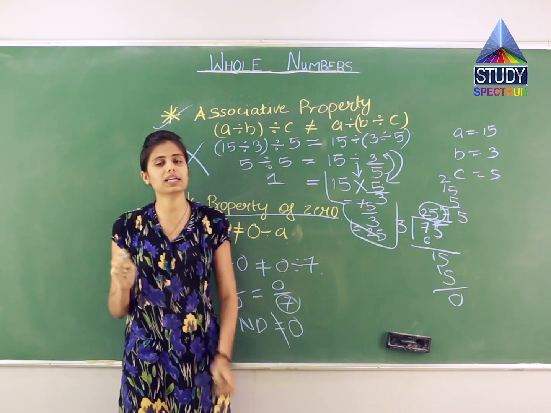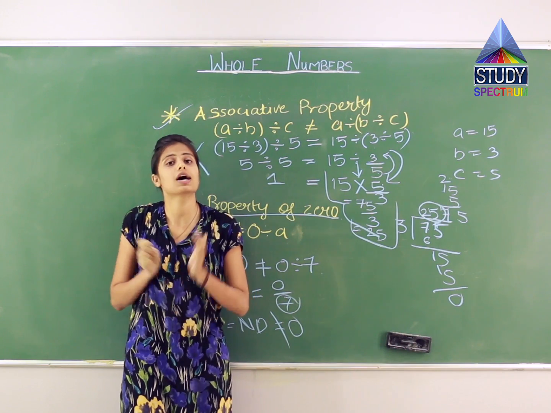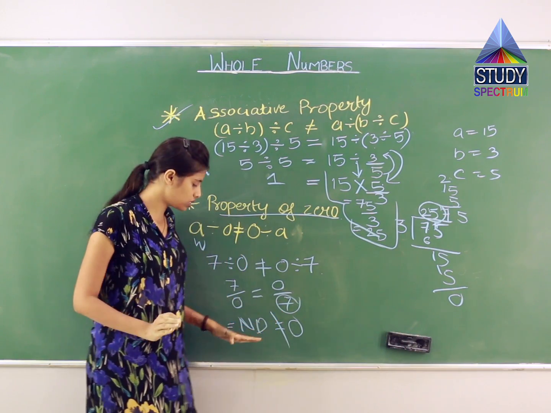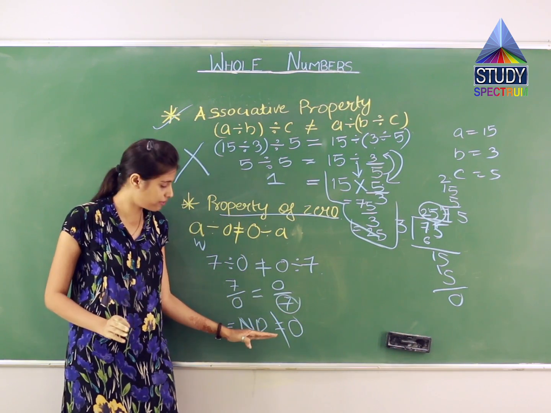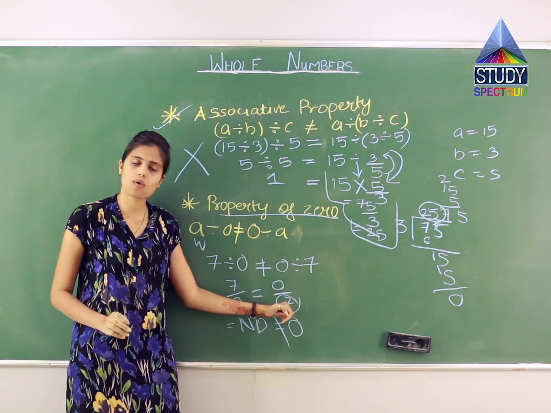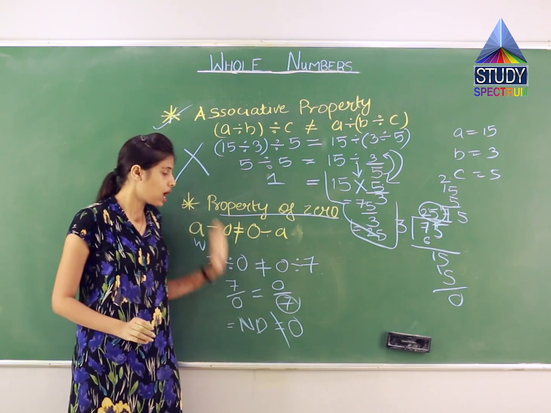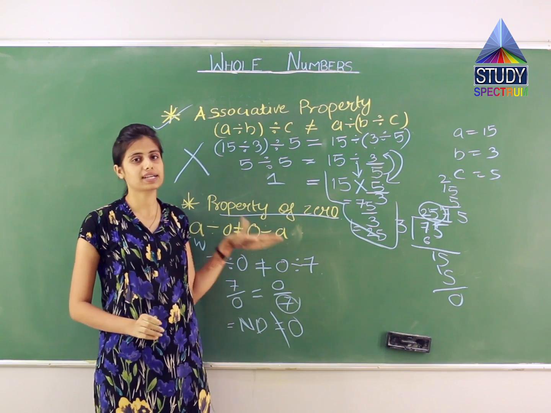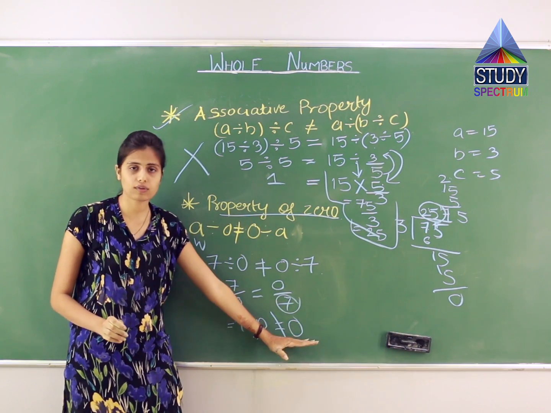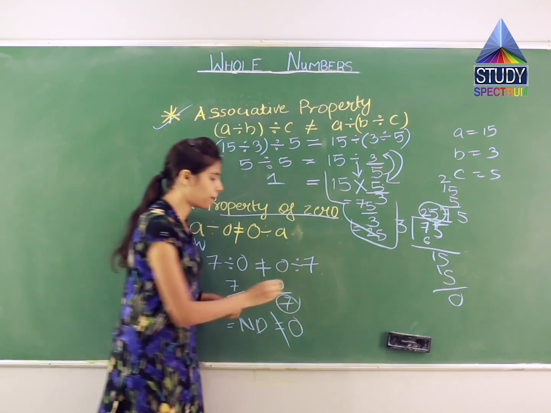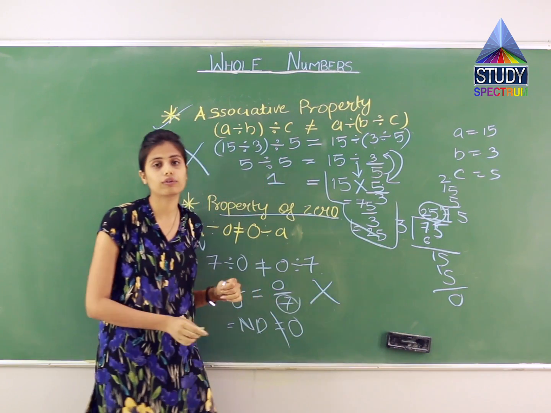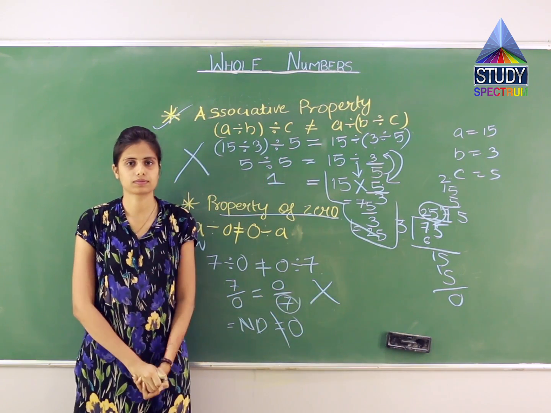Not defined does not mean कि उसका answer 0 है. Not defined means पता नहीं है अभी तक. So this is not yet known. So I have written not defined. But 0 by any natural number or whole number, the answer comes to 0. So this left hand side is not equal to right hand side. Mind it, not defined is not equal to 0. So this property is also not holding good for division.